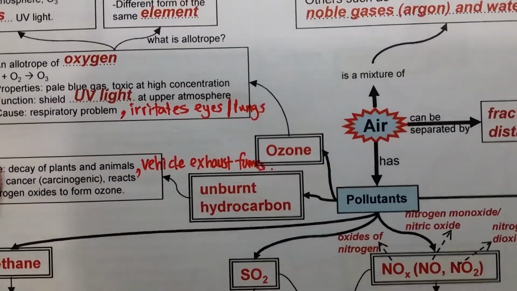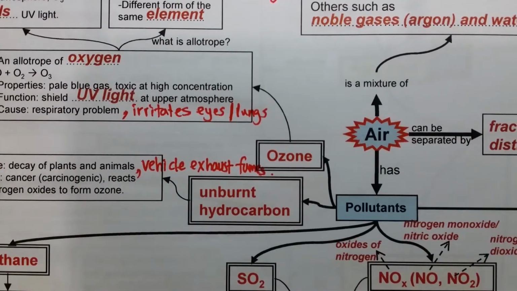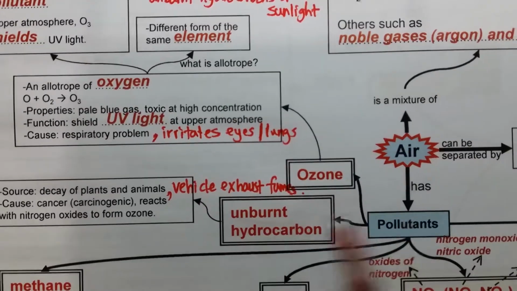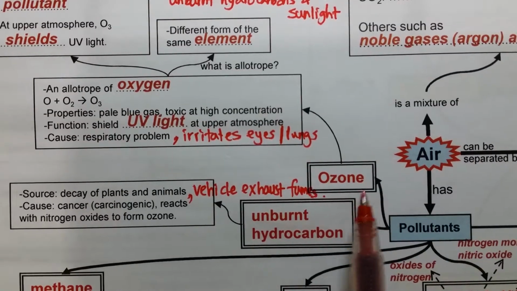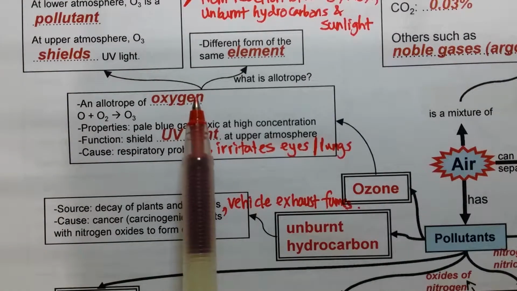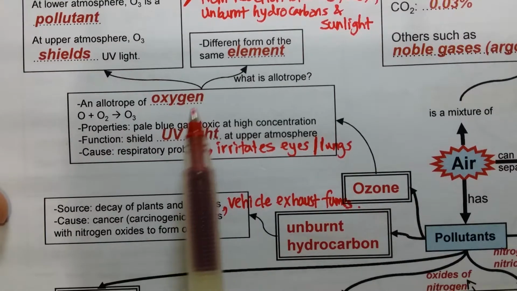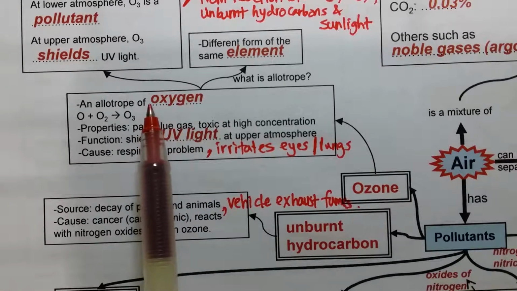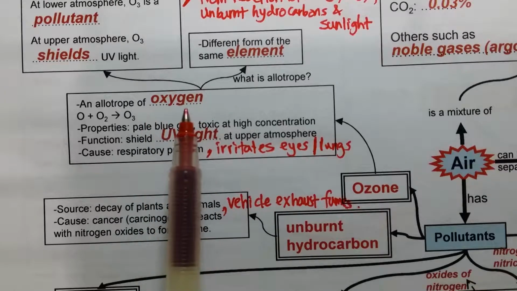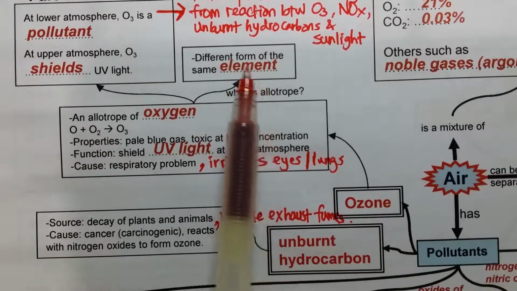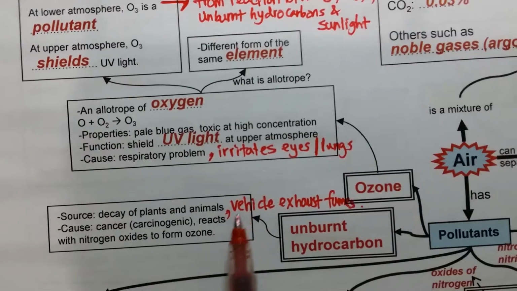Then the next part would be on the pollutants in the air. Now, air has many pollutants. The first one is ozone. Now, ozone is an allotrope of oxygen, very much like carbon. Carbon has two allotropes, which are diamond as well as graphite. So ozone is an allotrope of oxygen, and you need to know the meaning of allotrope: different forms of the same element.